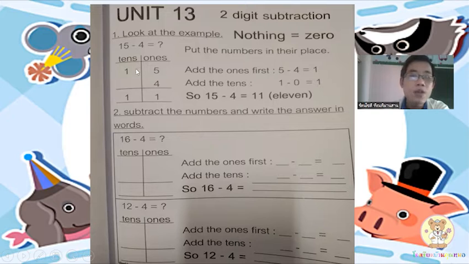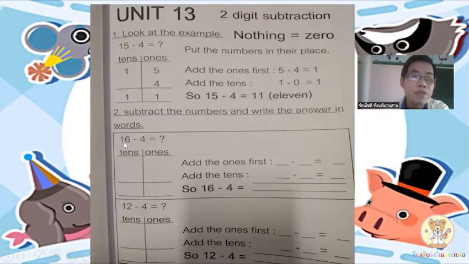After that, you need to take a look at the tens. You can see that there is only number 1. That's why we need to write 1 minus 0 equals 1. So we can conclude that 15 minus 4 equals 11. You can see that there are two ones close together. In English, it is called number 11. E-L-E-V-E-N, 11.